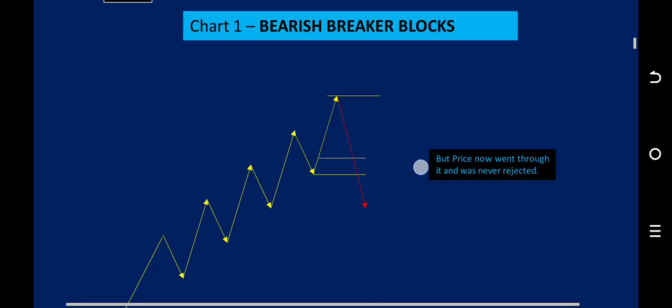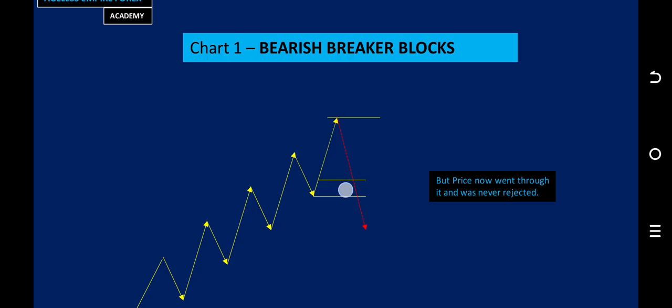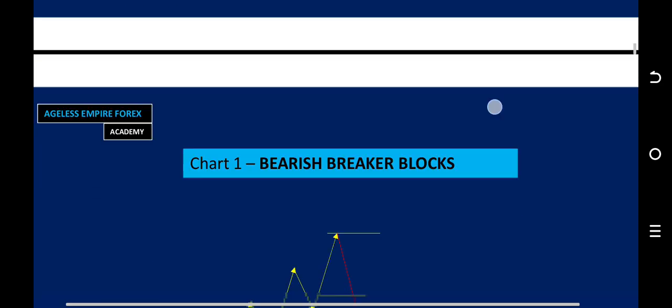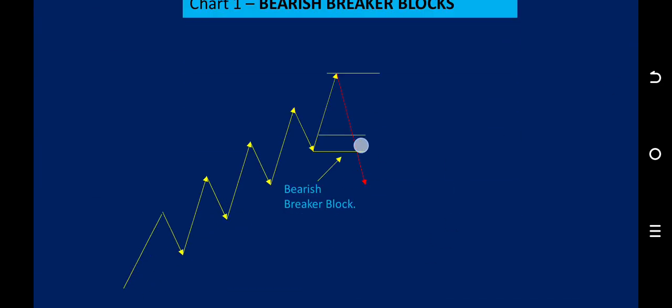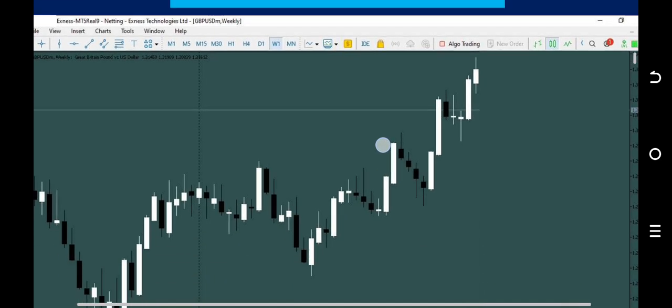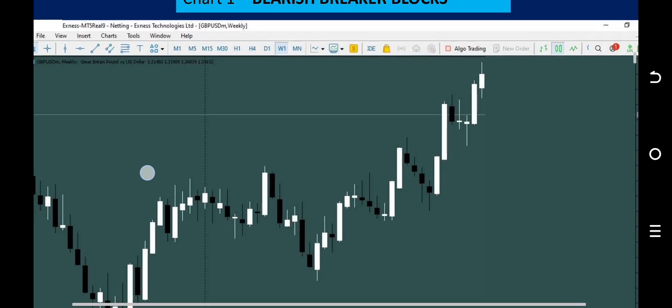But in a situation whereby, instead of this order block pushing price up to take out this high and continue this bullish trend, price went through, or broke through, this order block. Now this order block is a failed order block. For the fact that it has failed, it is now called a breaker block. I believe you understand that. Now let's just continue. This failed order block is now called a breaker block. Now, let's go into the chart so that I can explain it to you better.